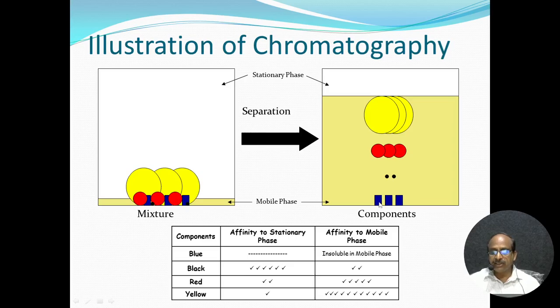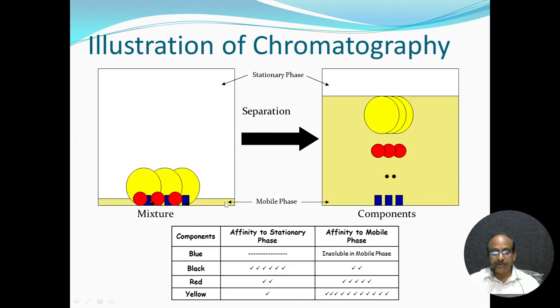You see the example: blue, black spots, then the red ones, and then the yellow. These are all separated by using the chromatography technique. That is called the stationary phase. This is called the stationary phase. Yellow is the mobile phase. This is the yellow phase.